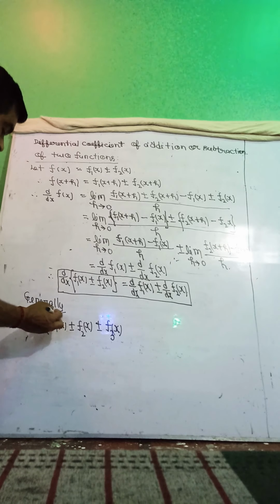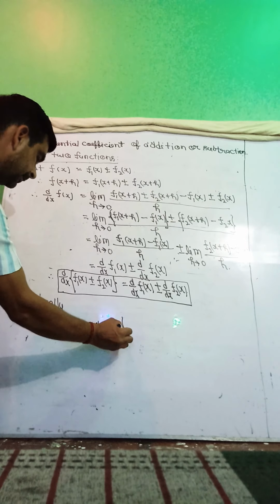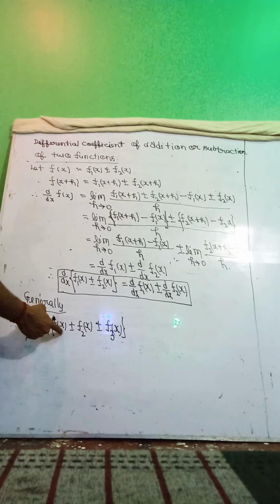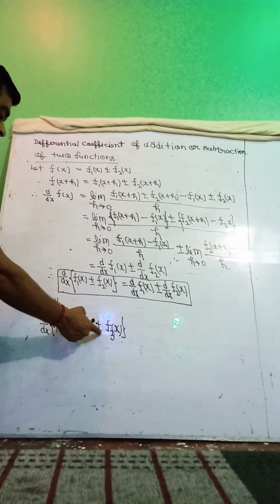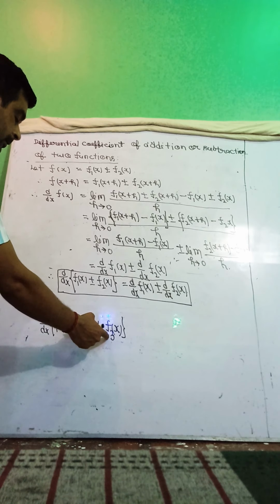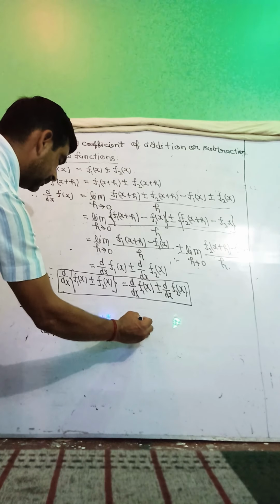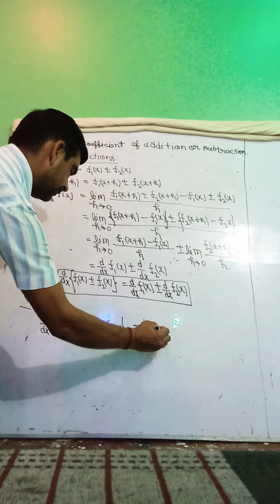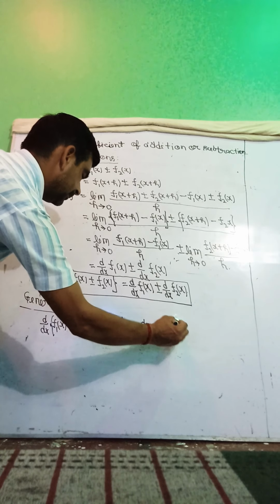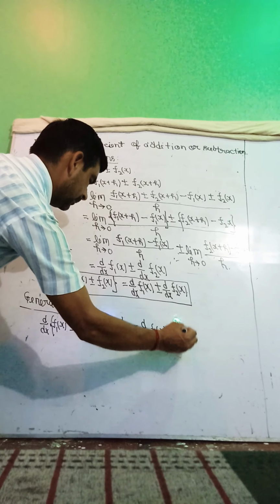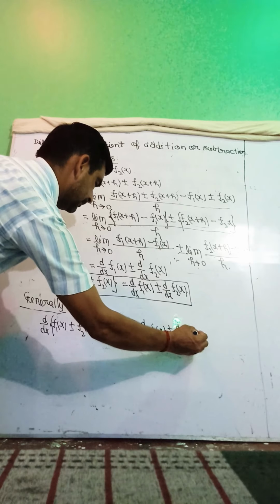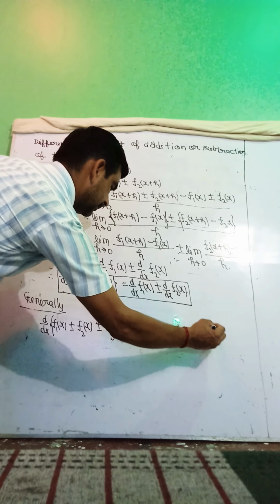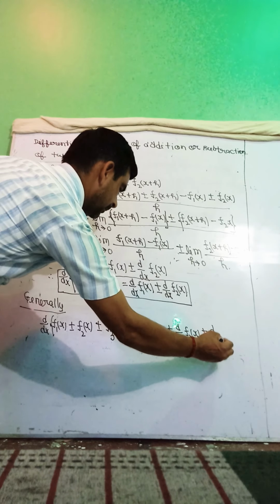but see it. d/dx of f1(x) plus minus f2(x) plus minus f3(x) is equal to d/dx f1(x) plus minus d/dx f2(x) plus minus d/dx f3(x).